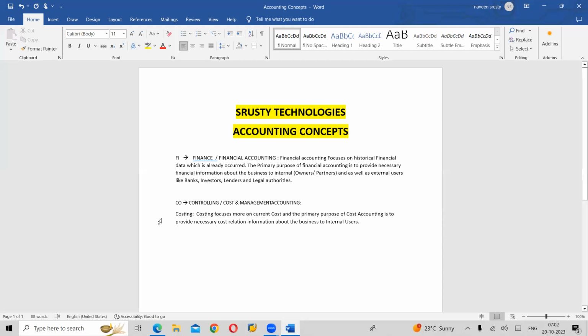So costing focuses more on current cost, current expenditure. Clear? And the primary purpose, so whatever reports we generate, that will not be exhibited to external users. The cost will not be exhibited to external users. This will be exhibited only to the relevant internal users only. Clear? Why? For decision making purpose. Any questions on this?